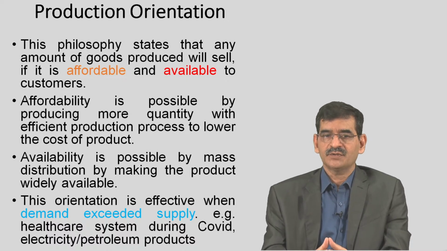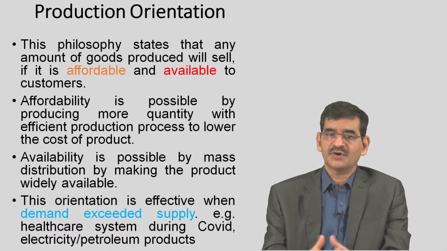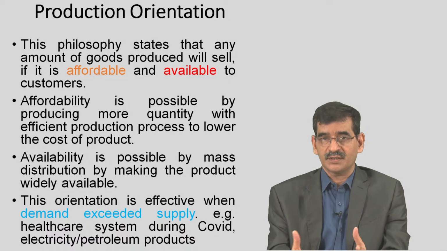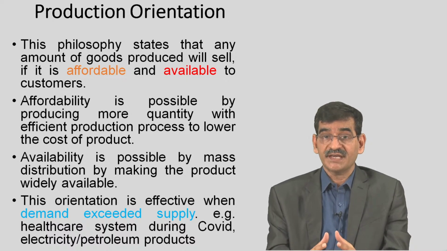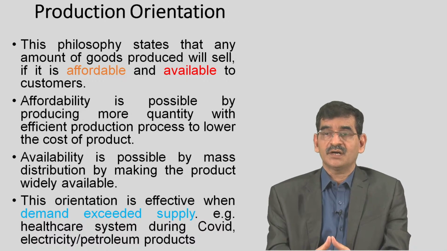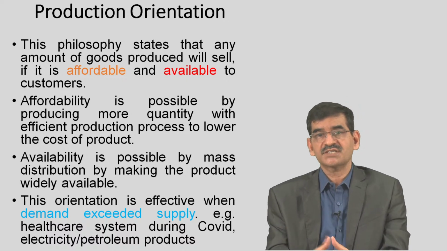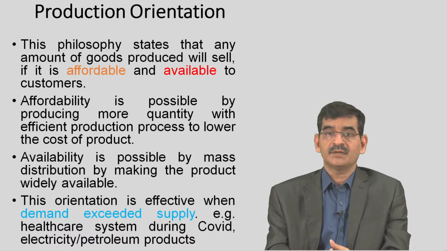This orientation is effective when demand exceeds supply, and these orientations are not obsolete. Yes, their importance is less, but they are still prevailing. For example, in the case of COVID-19, in the initial phases, there were shortages of masks, PPE kits, and sanitizers. So the need was felt to increase the production of PPE kits and all those things. So we applied this concept of production, and in the second wave of COVID, there was a shortage of oxygen cylinders. So oxygen production was increased, and also the availability of beds in hospitals.